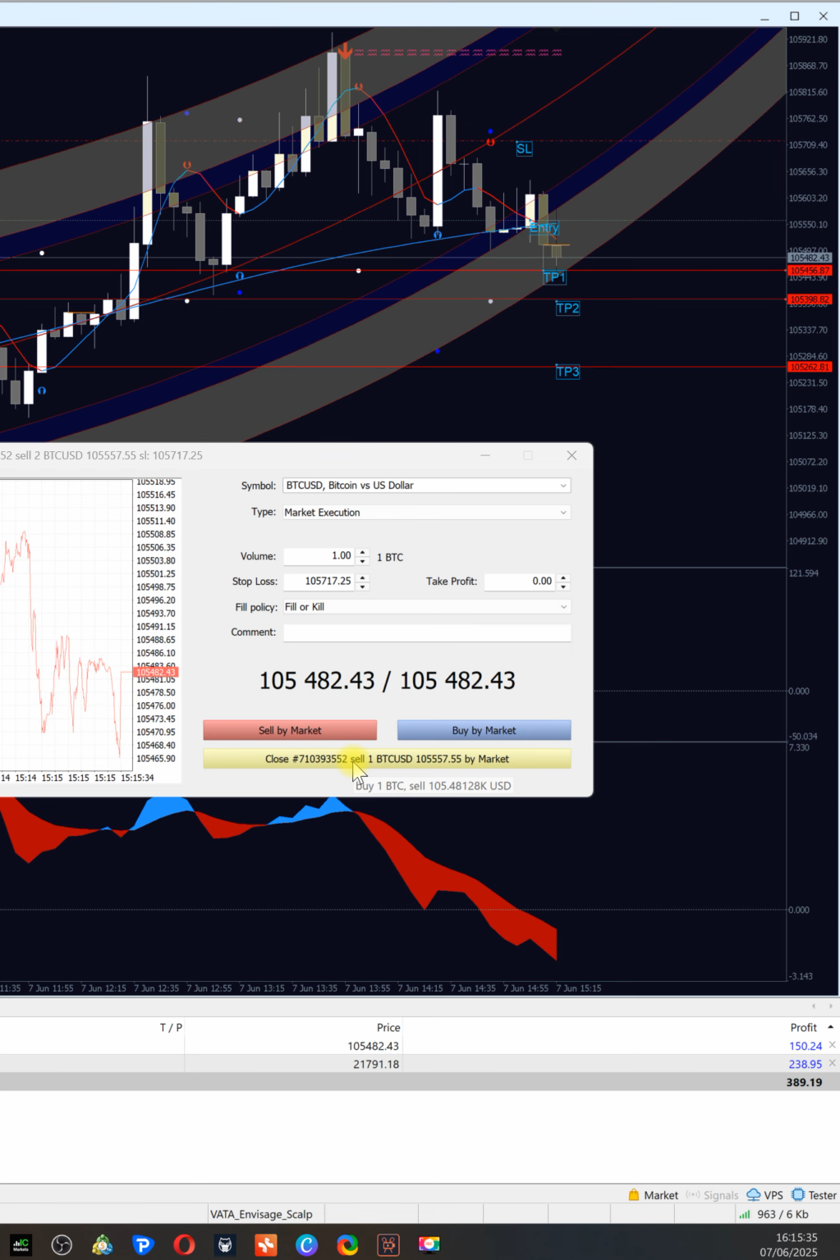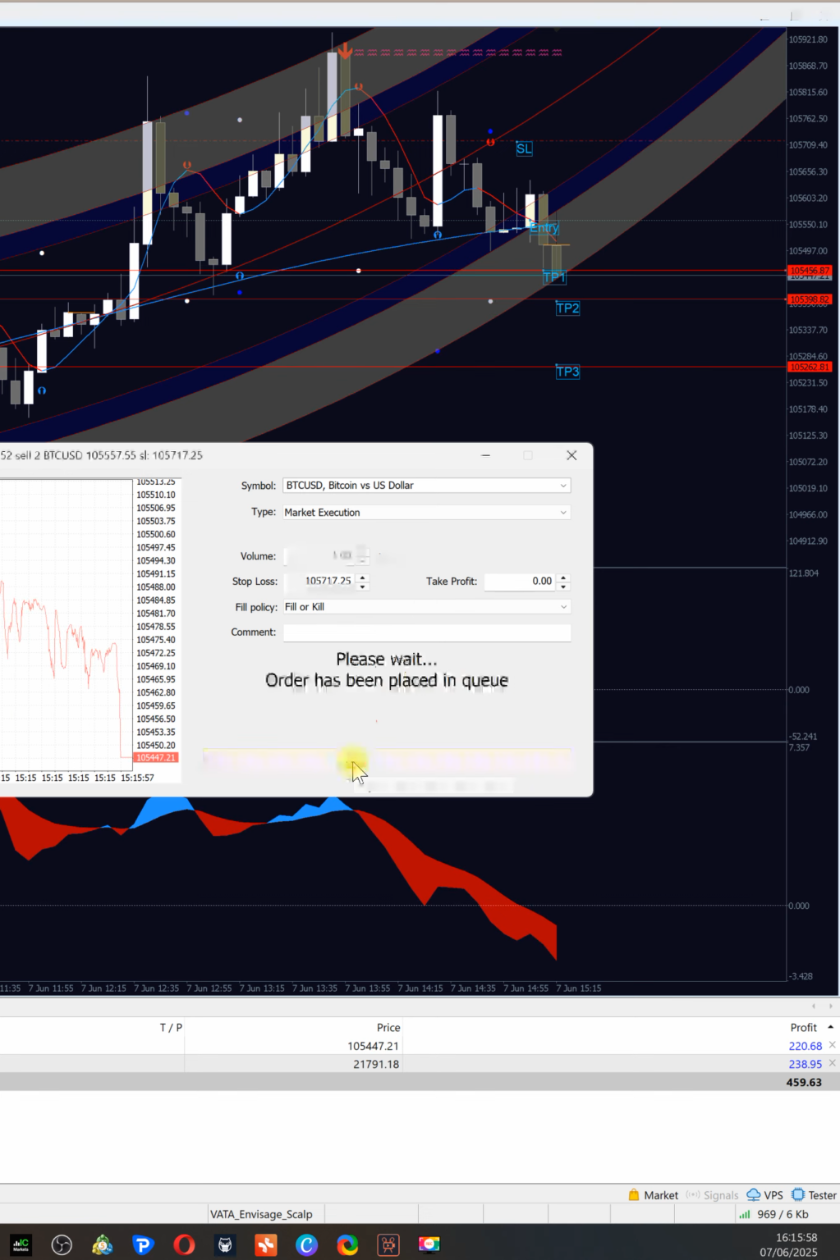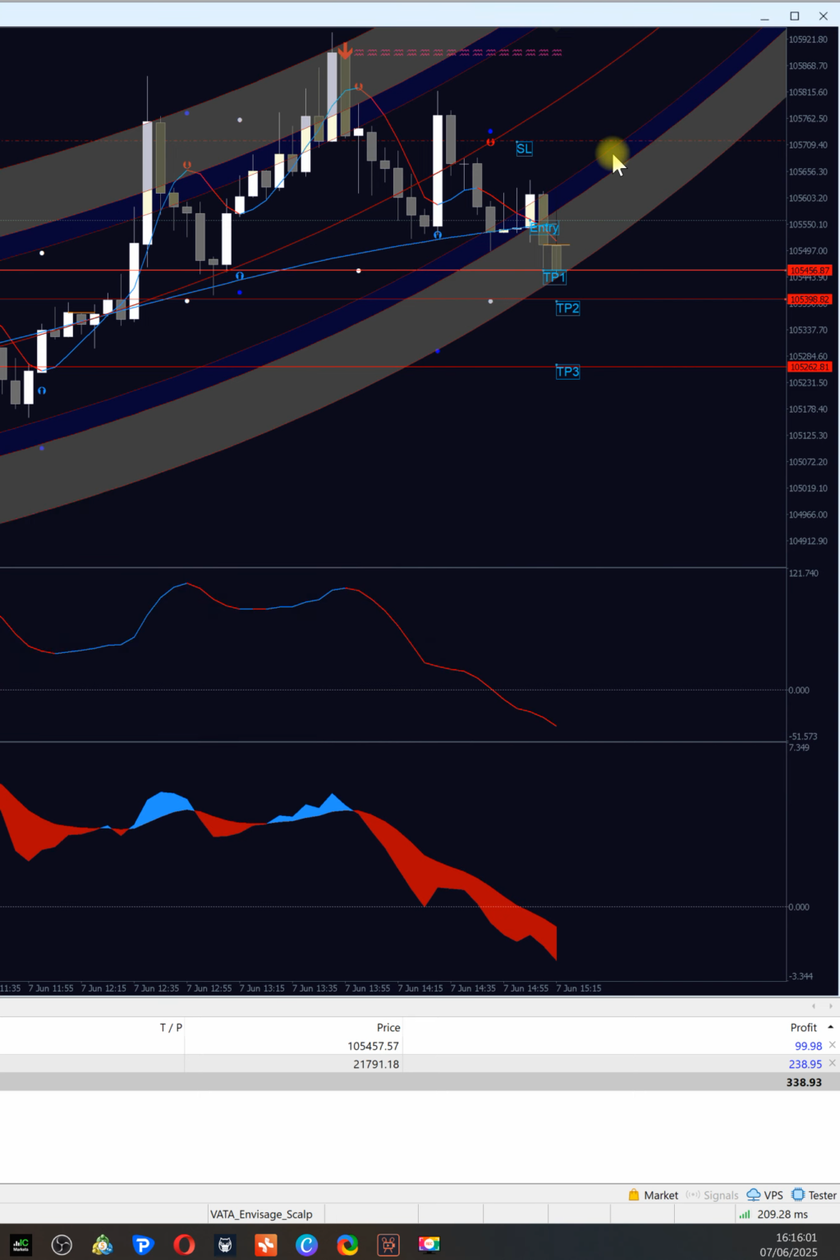15-minute candle has closed and new 15-minute candle has opened. I'm gonna take partial just about to hit TP1. A bit more. Yes. TP1 done. Okay, now what we can do is we can leave our stop loss here where it was, or we can tail it just above the previous high.